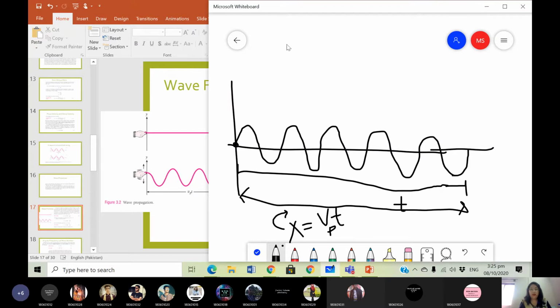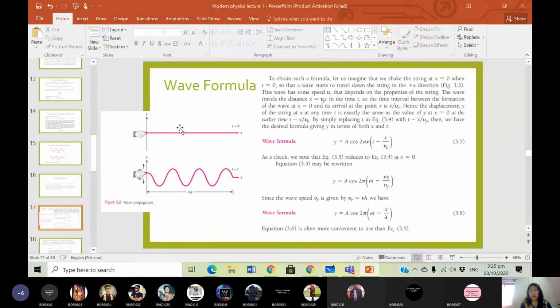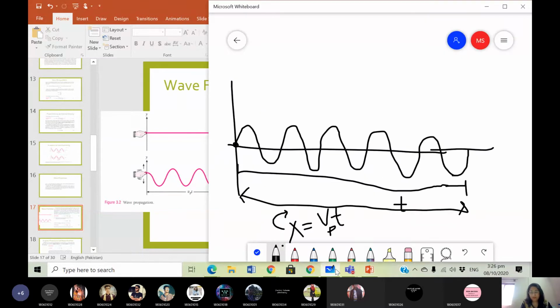Okay? So what we said before is that we defined the wave equation to be y equals a cos 2 pi f times time. We said before that y equals a cos omega t, which is 2 pi f times time.